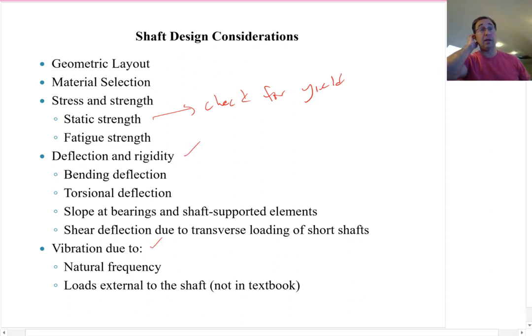These are definitely shaft design considerations. Unfortunately, the book doesn't really do a good job of this. And you'll see later in the section, I actually suggest using finite element analysis for most of that. So let's go to slide 3.